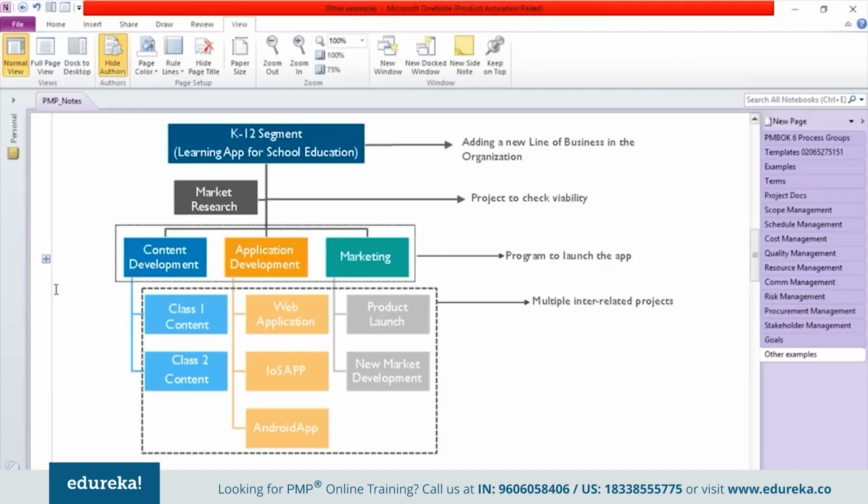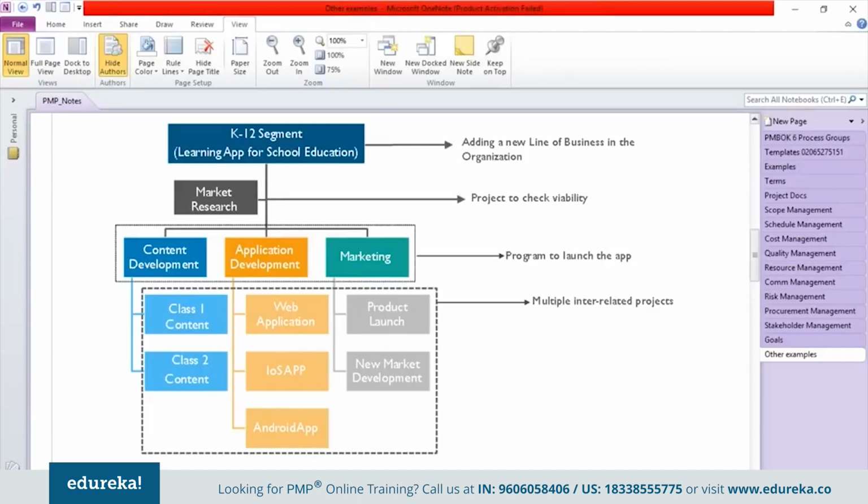So you are working for a company and they decide to launch a learning app for school education. As part of a strategic decision, the company has decided that they would like to introduce a new line of business altogether. And that new line of business is K-12 segment learning applications for school education. Of course, for that, they will undertake certain market research projects to find out the potential to do such a business. And once they are sure about it, of course, this is their portfolio now. They are entering into an education portfolio through this strategic decision taken at an organization level.